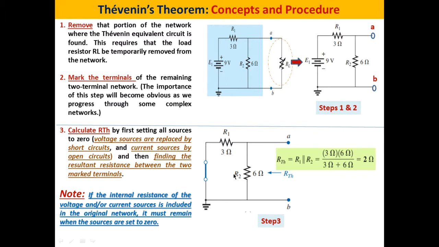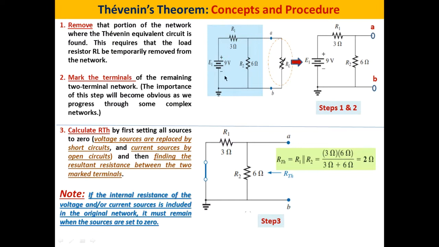The third step is to calculate the Thevenin resistor, R Thevenin. How do we calculate the R Thevenin? First of all, we have to make sure that all the sources are replaced. If it is a voltage source, it should be replaced by a short circuit, and if it is a current source, it should be replaced by an open circuit.